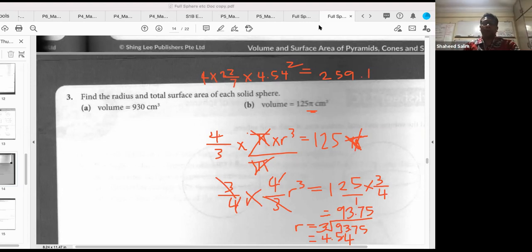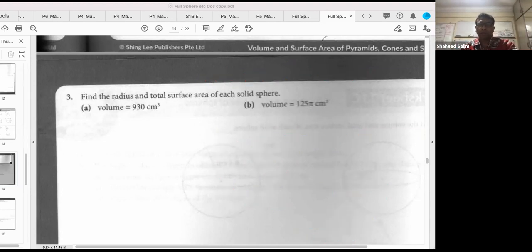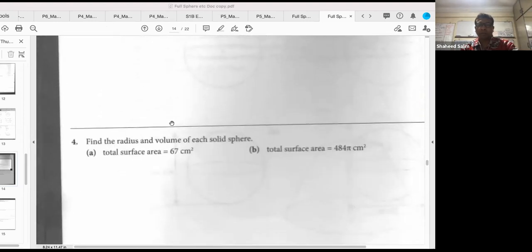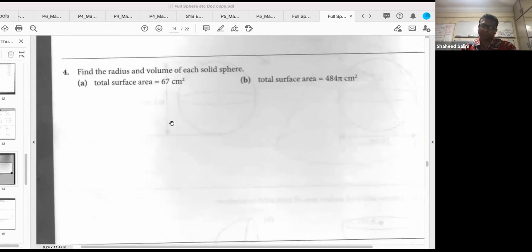Okay, so we move on to the next one. We will revisit this, don't worry. Now they give you total surface area and want you to find the radius. Find the radius first, don't go for volume first. Once you find the radius, then you find the volume. So what's the formula? 4 times pi r squared, and you let it be 67. Find out what R is first.